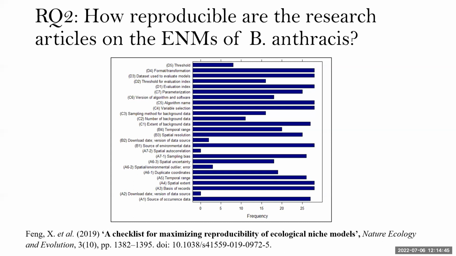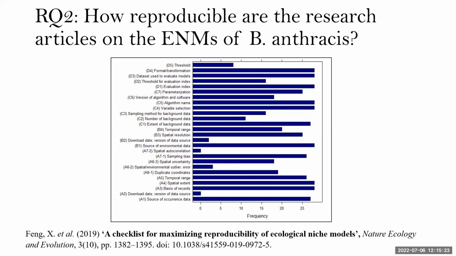For environmental variables data, all studies reported the source of environmental data, and 25 reported the spatial resolution. 20 studies mentioned temporal range, and only 2 articles reported the download date or version of the data source. Out of the 7 checklist items for algorithm and model calibration section, all the studies reported the algorithm name and provided a justification for variable selection. 27 studies mentioned the extent of background data, 11 reported the number of background data used, and 16 reported the sampling method for background data.